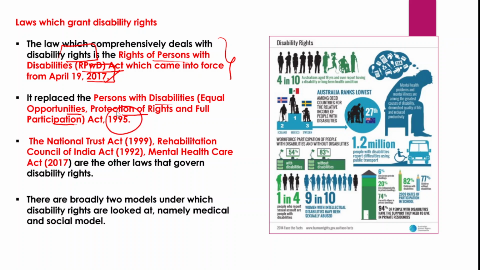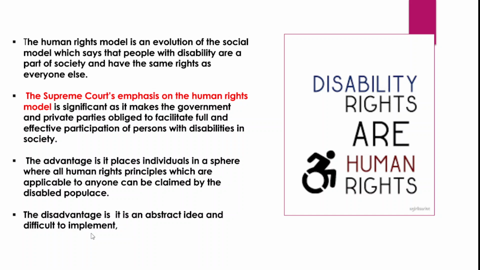1995. And in fact, there were a number of other laws also, such as the National Trust Act of 1999, Rehabilitation Council of India Act 1992, and Mental Health Care Act of 2017. So all these laws actually govern the rights of persons with disabilities. And when we talk about the rights of persons with disabilities, we can categorize those rights into two broad models. One, namely the medical and the social model. So the medical model of rights and the social model of rights.